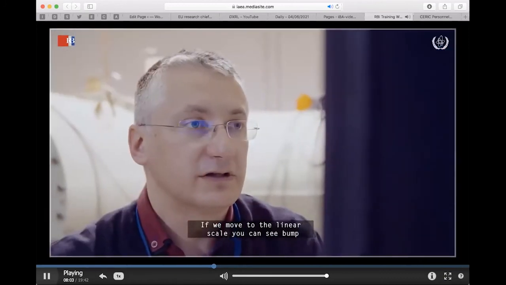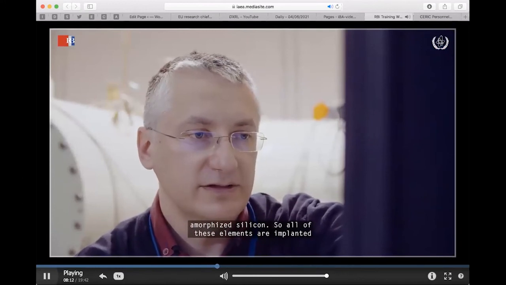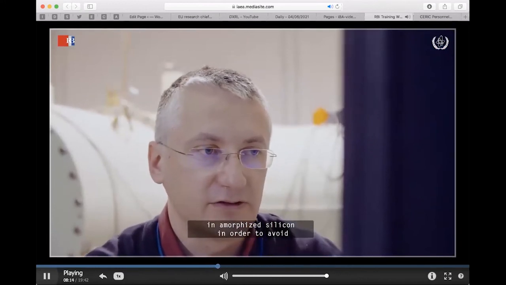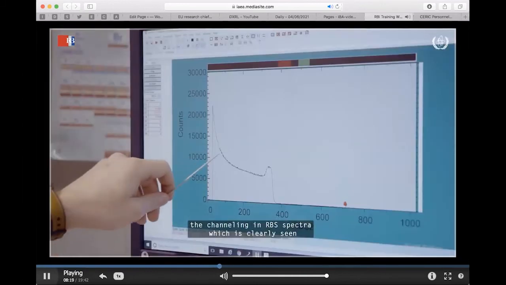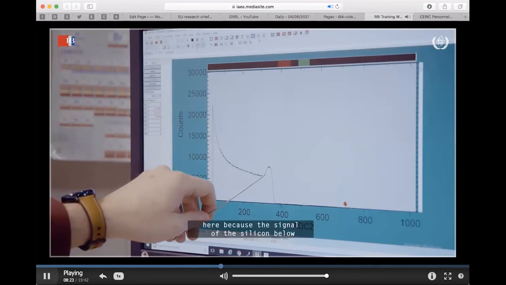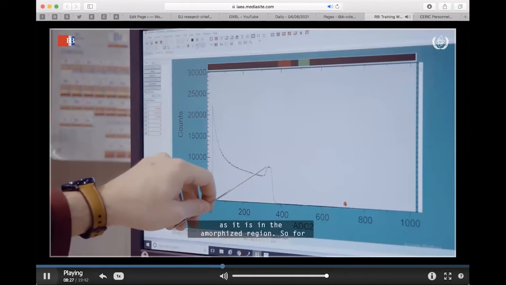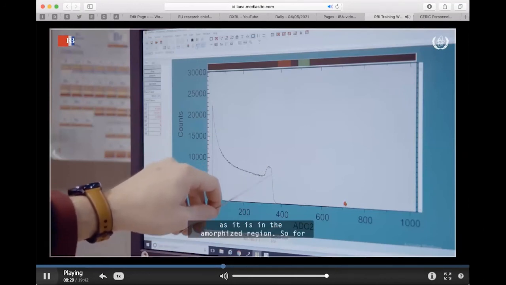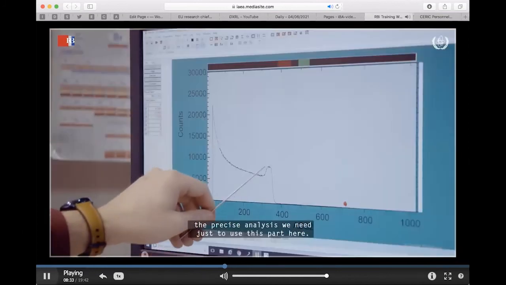If we move to the linear scale, you can see a bump. And this bump actually corresponds to the amorphized silicon. So these two elements are implanted in amorphized silicon in order to avoid channeling in the RBS spectra, which is clearly seen here because the signal of the silicon below the amorphized layer is lower than it should be, as it is in the amorphized region. So for the precise analysis, we need to use just this part here.